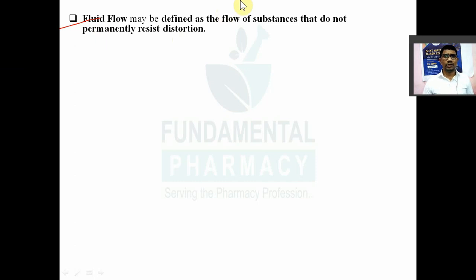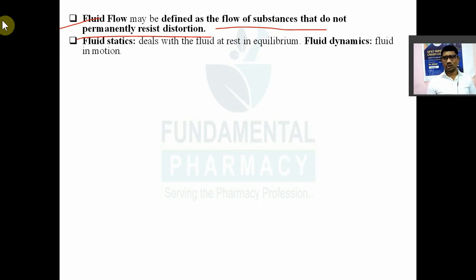So flow of fluid, as per the standard definition, is defined as the flow of substance that does not permanently resist the distortion. Flow of fluid is defined as the flow of substance that does not permanently resist the distortion. Okay? So that is the definition of flow of fluid. You have to remember. Now there are two kinds of terms: fluid static and fluid dynamic.